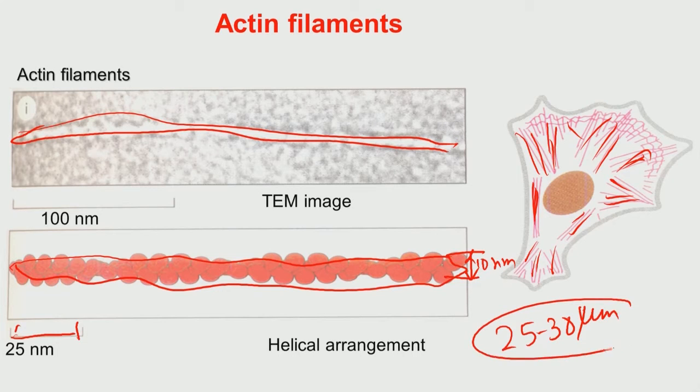there is a difference of 10 to the power 3. So, that means you can immediately realize that a very large number of actin filaments can be accommodated physically within the cytoskeleton structure, simply because the cell size is much larger, around 25 to 30 micron, whereas the typical diameter of actin filaments is around 10 nanometer or so.